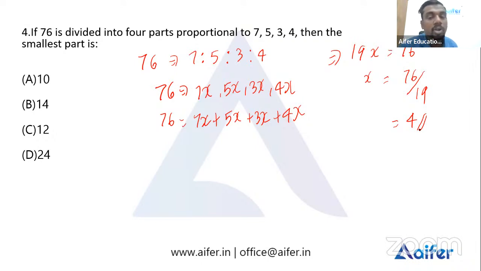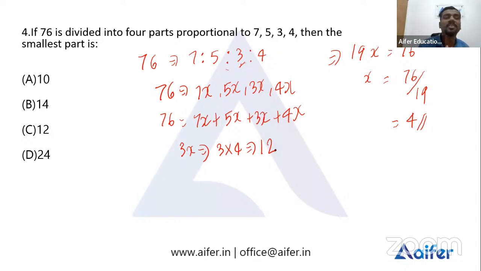So the question is about the smallest part. Which is the smallest part? Among 7 is to 5 is to 3 is to 4, 3 is the smallest part. So we have 3x as the smallest part, which means 3 into 4, that is equal to 12, is the smallest part.